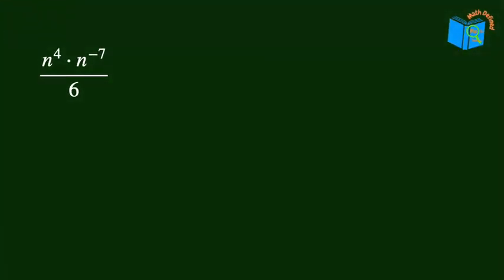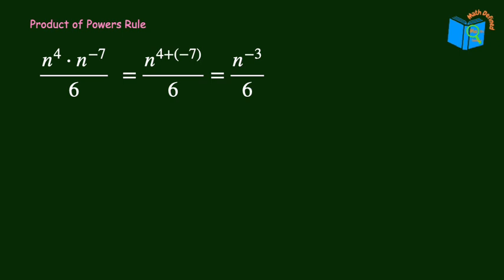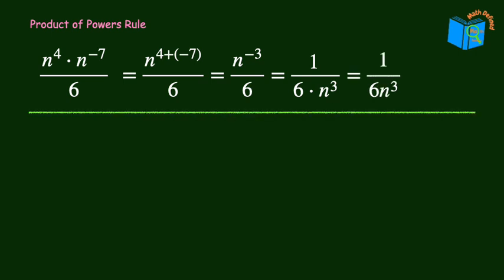To simplify this fraction, we need to start with the numerator. Here we have 2 powers with the same base being multiplied, so we can use the product of powers rule. We will keep the base of n and add their exponents, resulting in n to the negative third power over 6. To simplify further, we can use a shortcut and move the power of n to the negative 3 to the denominator so that it becomes n to the positive 3. We need a number in the numerator as well, which is 1. Simplifying the denominator results in 1 over 6n cubed.